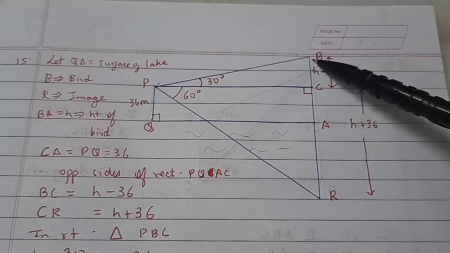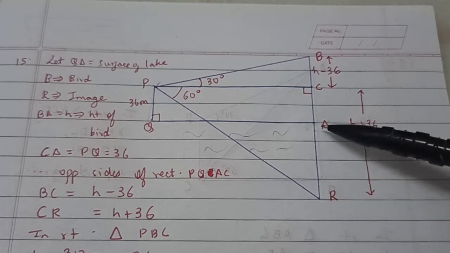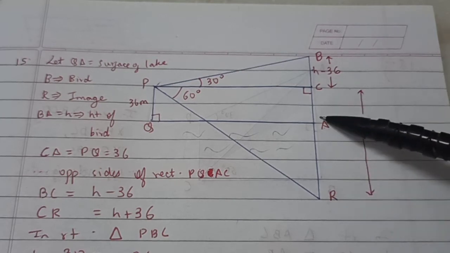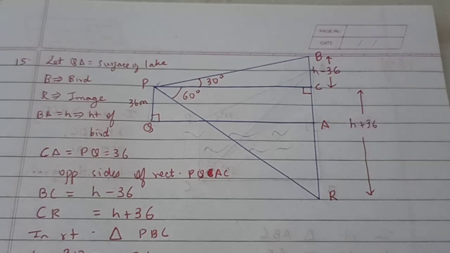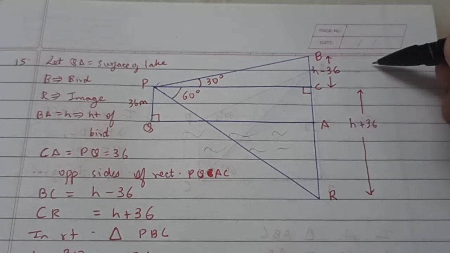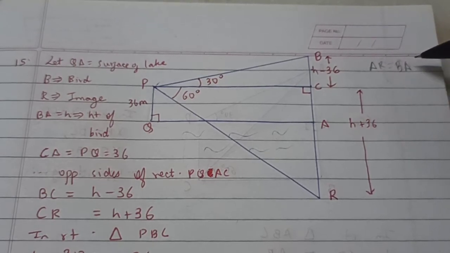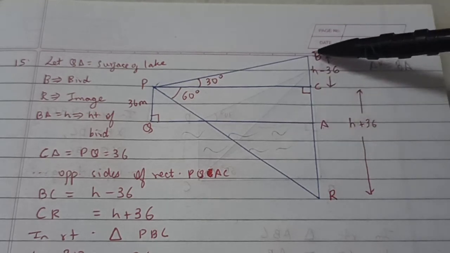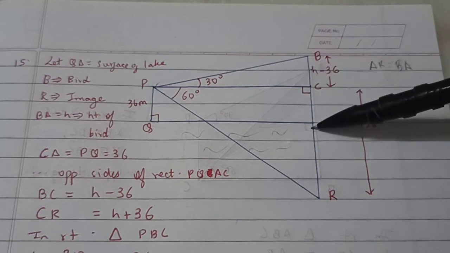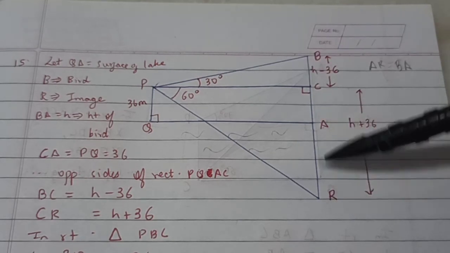So the reflection of the bird B is at R. So AR would be equal to AB, h and h. So let me write that here. AR is equal to BA. Reason? Well, that's a law of physics, right? If this is the mirror and if the object is h meters away, the image will be h meters behind.